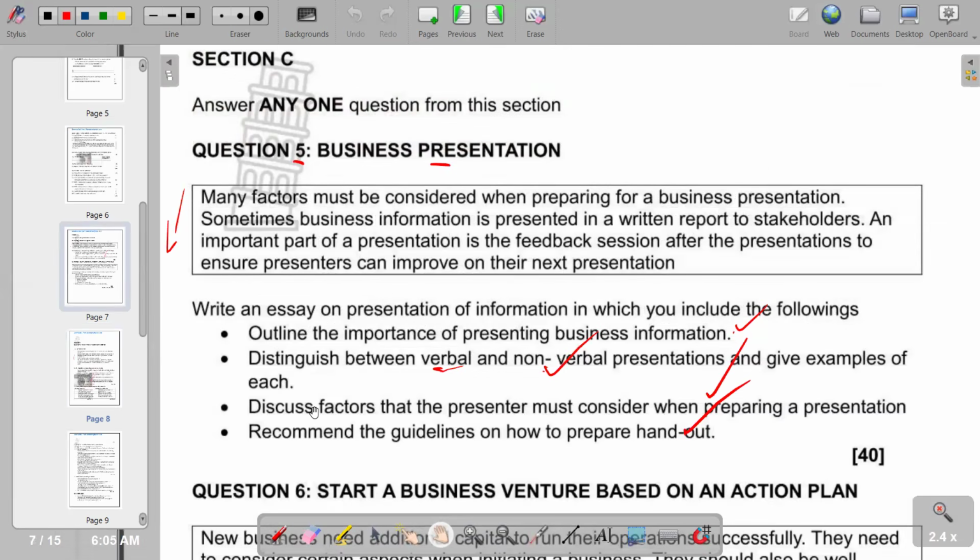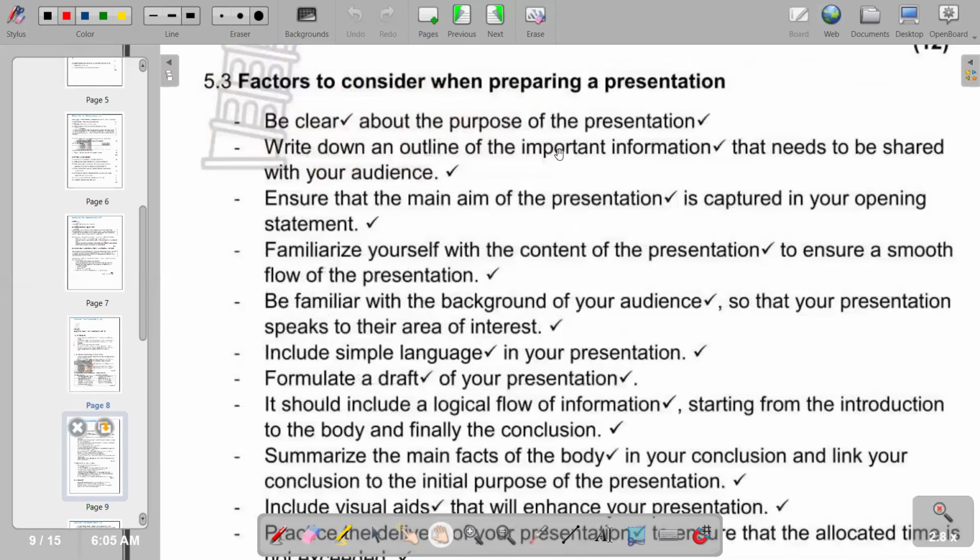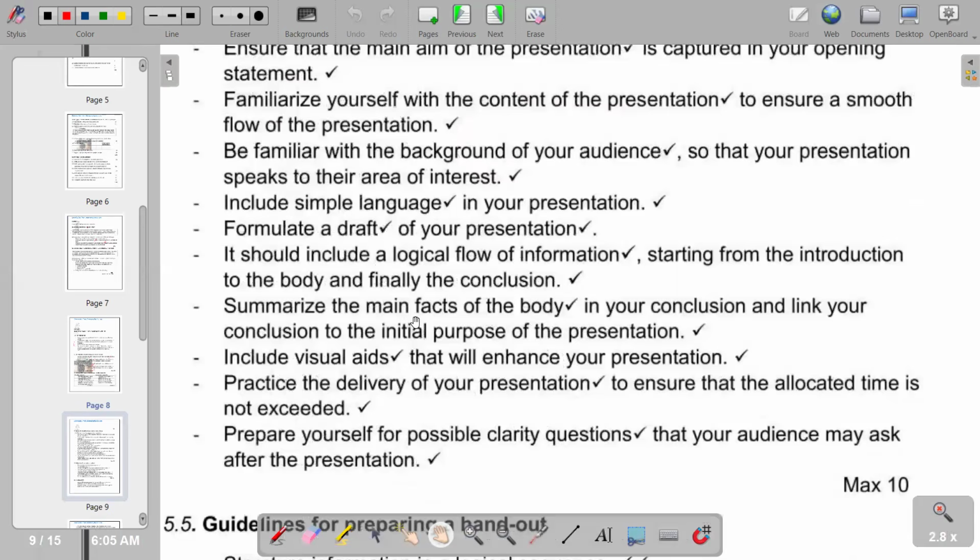Then next part, you have to discuss factors that the presenter must consider when preparing a presentation. What are the factors that have to be taken into consideration when preparing for a presentation? You have to be clear about the purpose of the presentation. You also have to write down an outline of the important information that needs to be shared with your audience. You have to ensure that the main aim of the presentation is captured in your opening statement, and familiarize yourself with the content of the presentation to ensure a smooth flow. Be familiar with the background of your audience so that your presentation speaks to their area of interest. So this is what we have on this part.